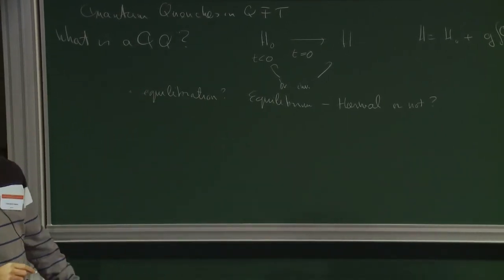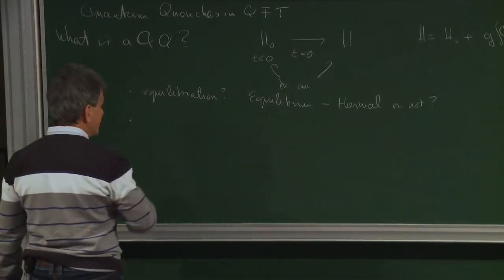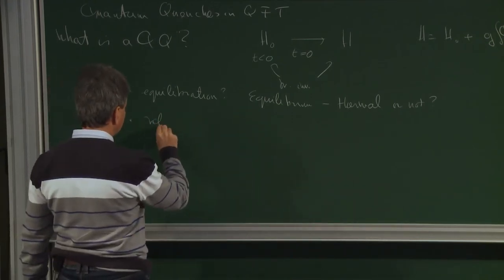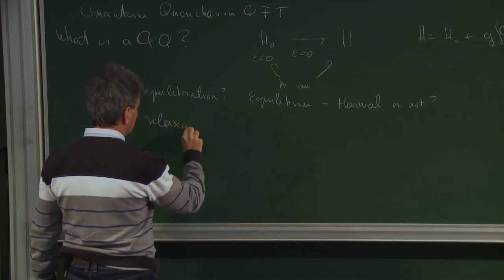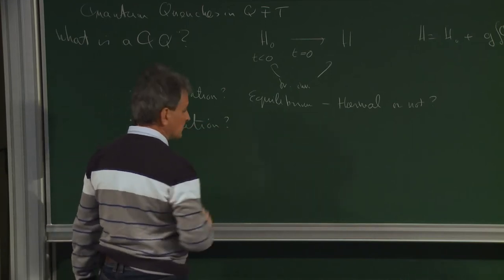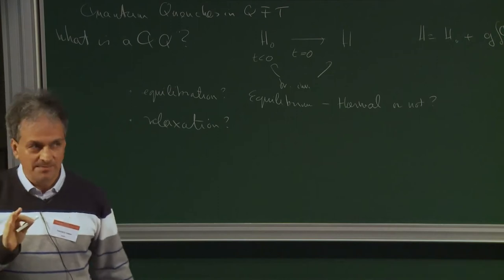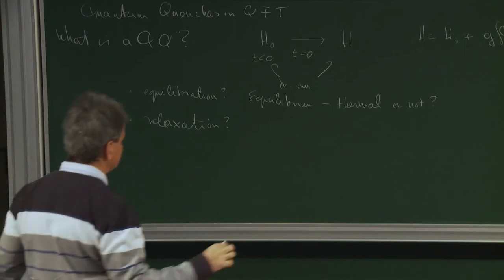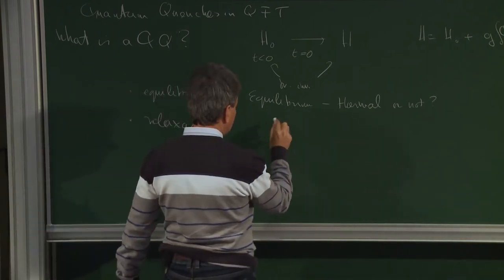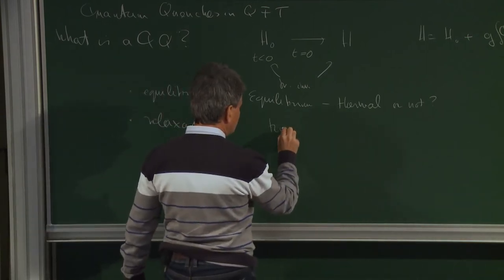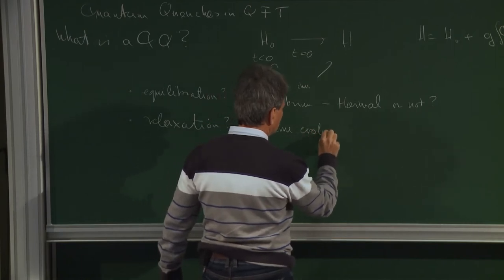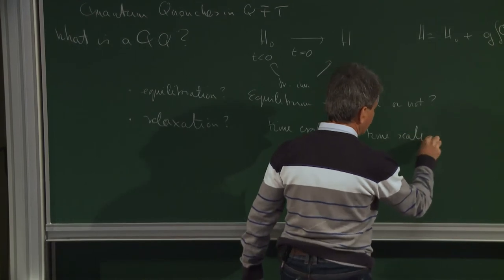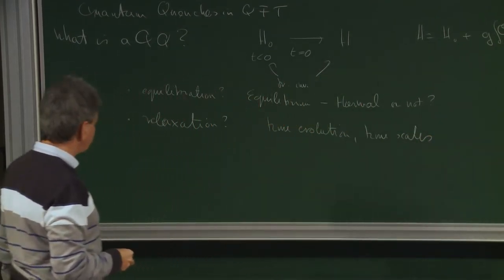If there is equilibration, the next question is how it reaches equilibration. So it's the question of relaxation. How does the time evolution actually happen towards equilibrium? What are the relevant timescales? So actually, I would say time evolution and time scales and related stuff.